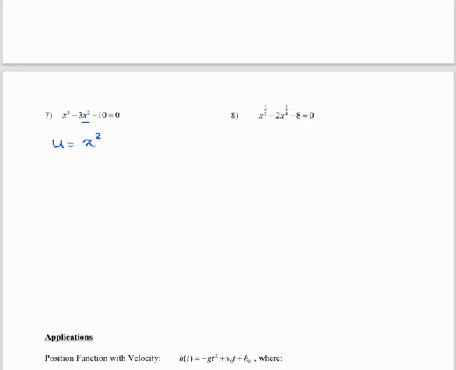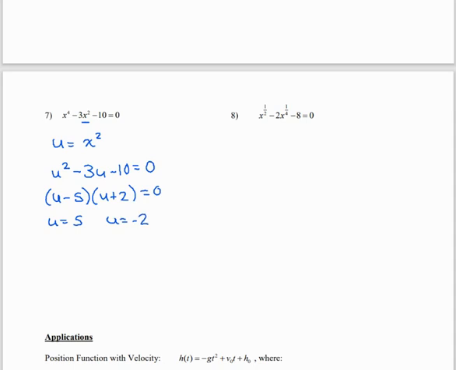Well, if u is x squared, that means x to the fourth is u squared, because x squared squared gives me x to the fourth. Then we'll have minus 3u, because again, x squared is u, and then minus 10. And I'm just going to solve this now. Basic. Leading coefficient is 1. It's a trinomial, so what multiplies to -10 and adds to -3? That's u minus 5 and u plus 2. I solve that and I get +5 and -2.